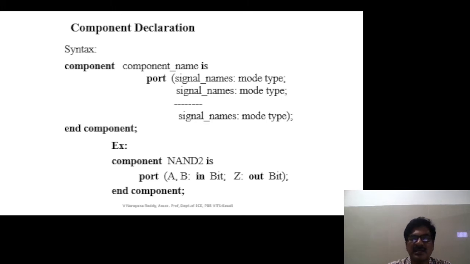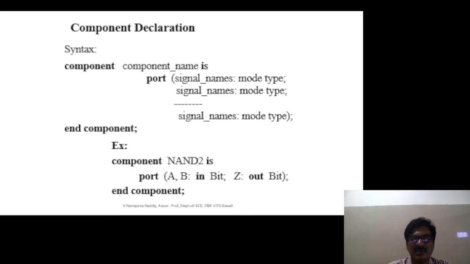Then the port of the 2 input NAND gate: how many inputs and how many outputs? 2 inputs and 1 output. The inputs are named A, B, but the output is Z. So A, B: in bit, semicolon, and the output is declared as Z: out bit. What is bit? Bit is a predefined data type. It is already there in the language.